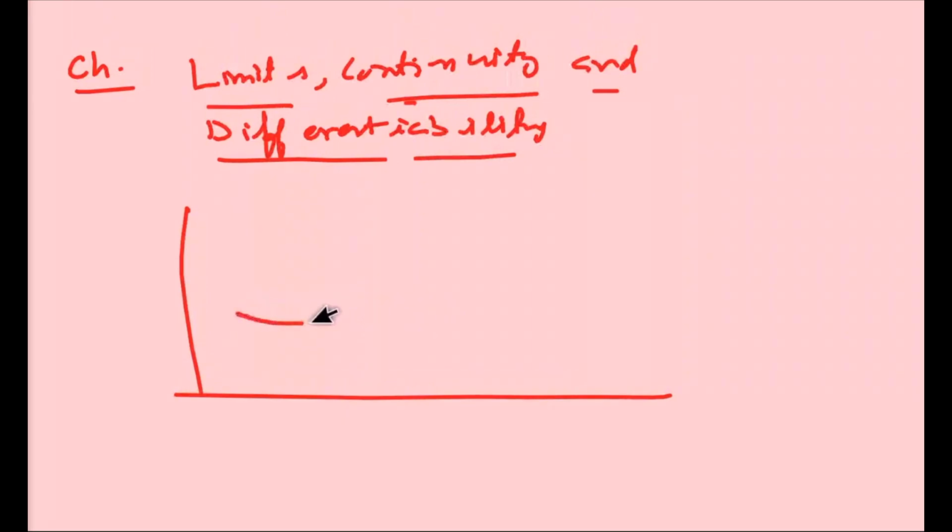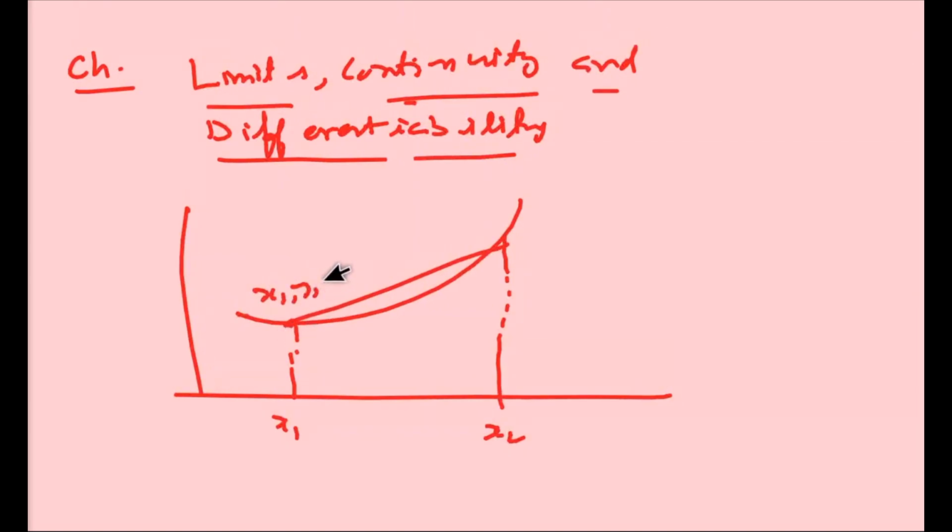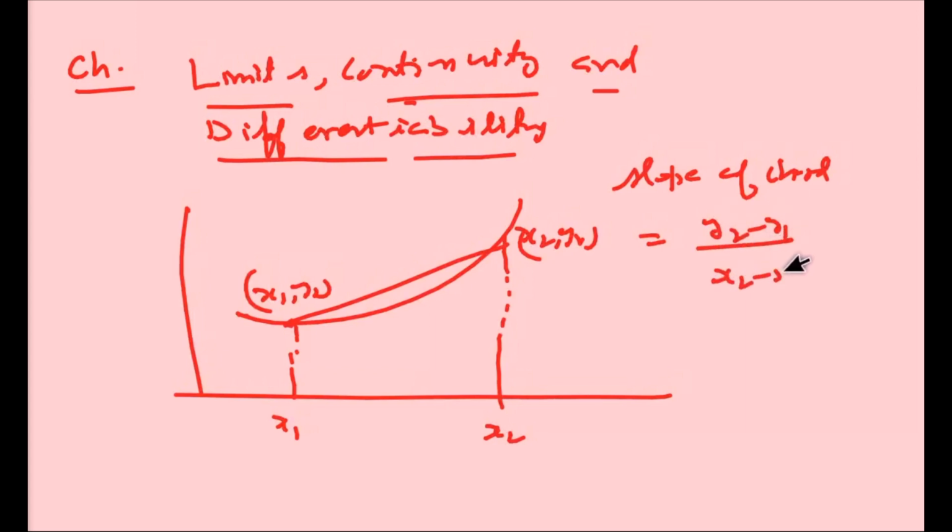You can see here is a curve. Now take 2 points here, x1, and here is x2, and join these points. This is a chord. Okay, x1, y1, x2, y2. Now the slope of the chord, since it is a curved line, we can say is y2 minus y1 upon x2 minus x1. This is the slope of the chord.